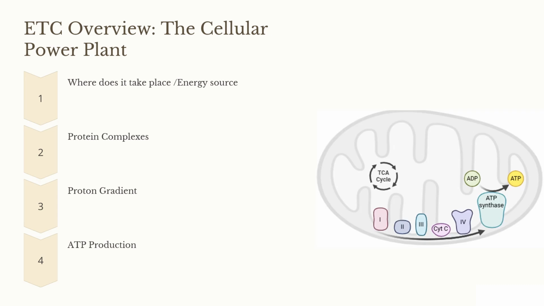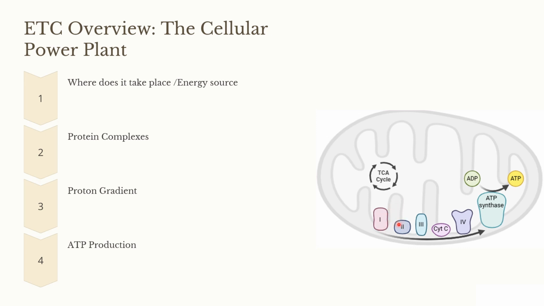The electron transport chain, where does it happen? Or what is the energy source that fuels the electron transport chain? This is the mitochondria. This is the mitochondrial matrix. The innermost core is known as the mitochondrial matrix. Obviously, this is the outer mitochondrial membrane and this is the inner mitochondrial membrane. So, the electron transport chain happens in the inner mitochondrial membrane.